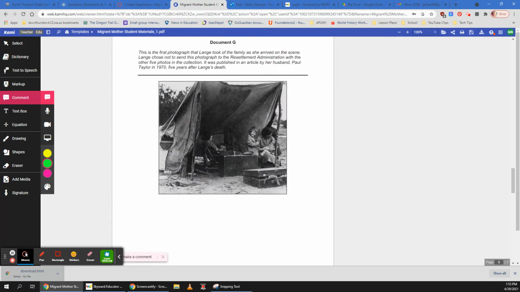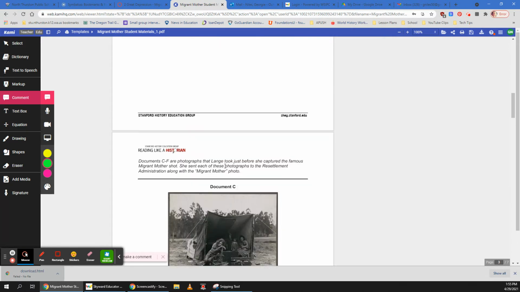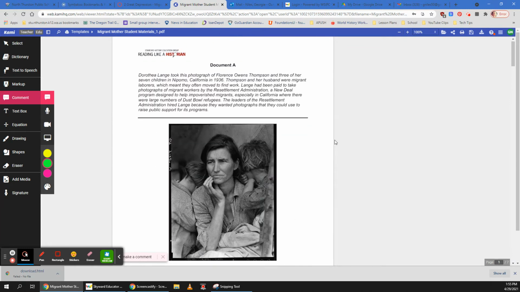You can also use comments to annotate any of these documents for your own purposes here. You can also use markup to highlight.